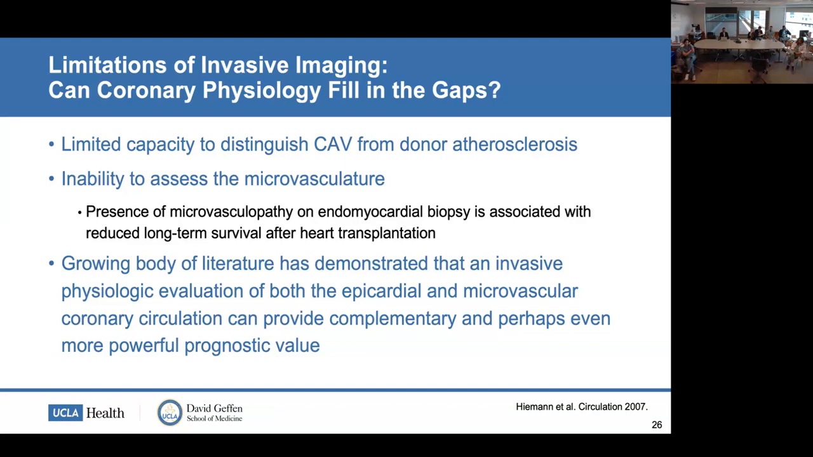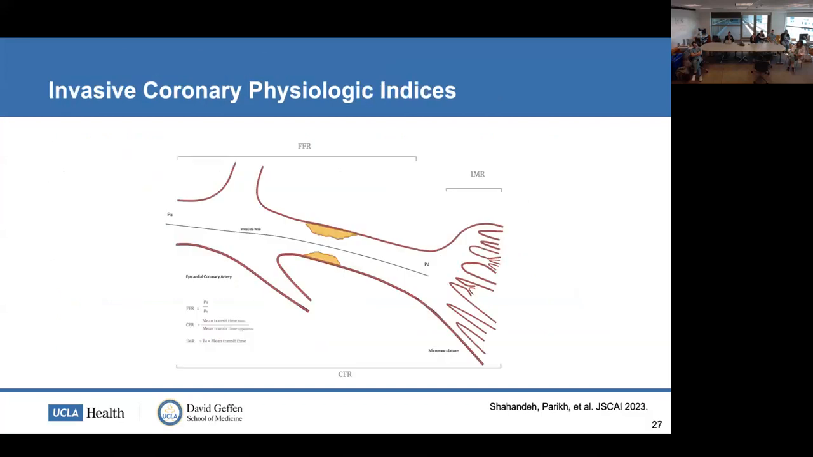There's a growing body of literature that's demonstrated that an invasive physiologic evaluation of both the epicardial and microvascular circulation can provide complementary and perhaps even a more powerful prognostic value.